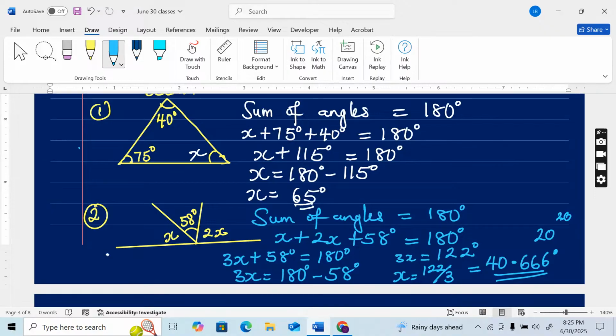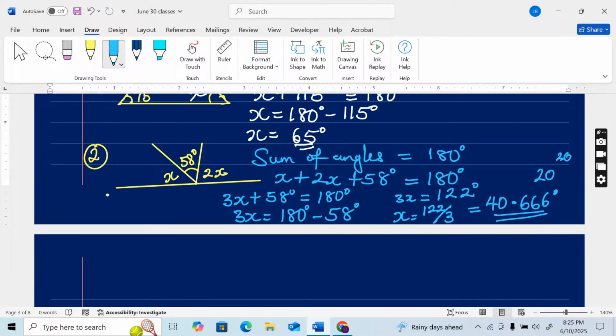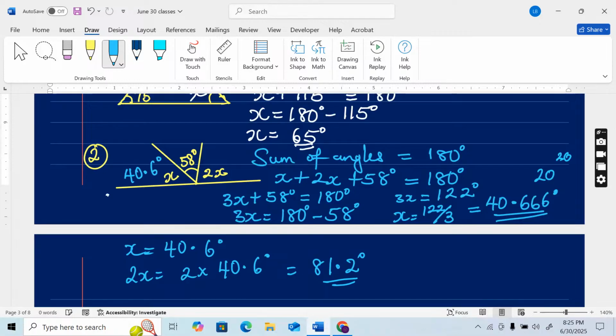40.6 degrees. That's the answer to question 2, but that is the value of x. So what would be 2x? If x is equal to 40.6 degrees, what is 2x? 2x means 2 times x, and that is 2 times 40.6 degrees. That will give us 81.2 degrees. So we've been able to get the value of x, which is 40.6 degrees, and the value of 2x, which is 81.2 degrees. I hope you understand, everyone.